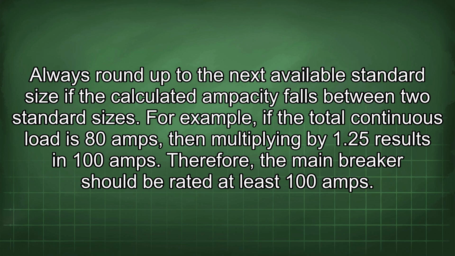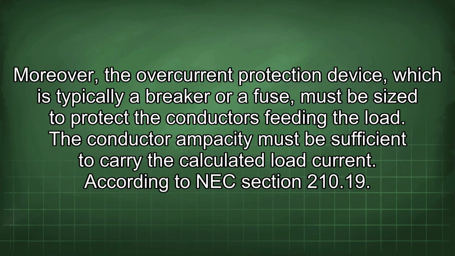For example, if the total continuous load is 80 amps, then multiplying by 1.25 results in 100 amps. Therefore, the main breaker should be rated at least 100 amps. Moreover, the overcurrent protection device, which is typically a breaker or a fuse, must be sized to protect the conductors feeding the load. The conductor ampacity must be sufficient to carry the calculated load current.